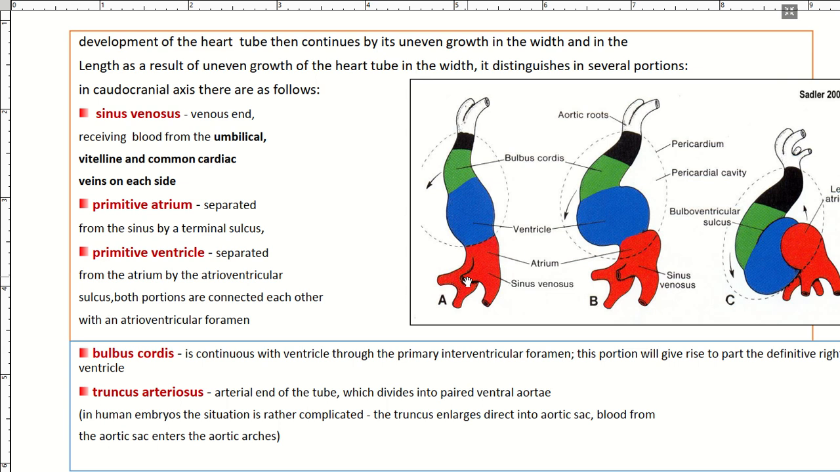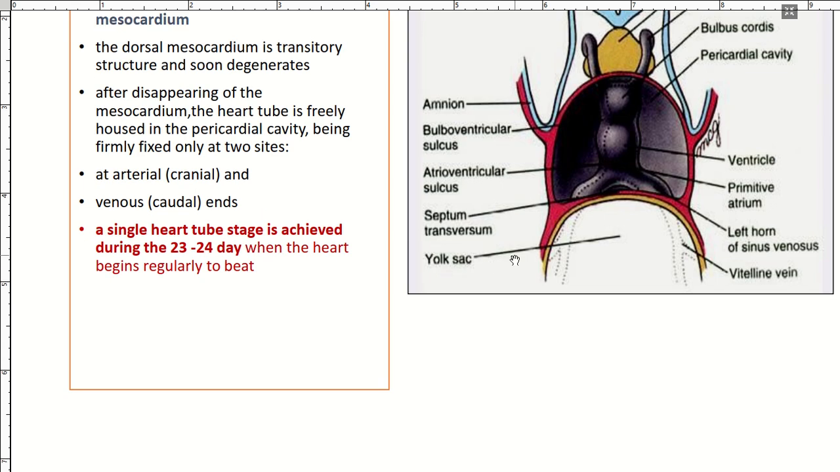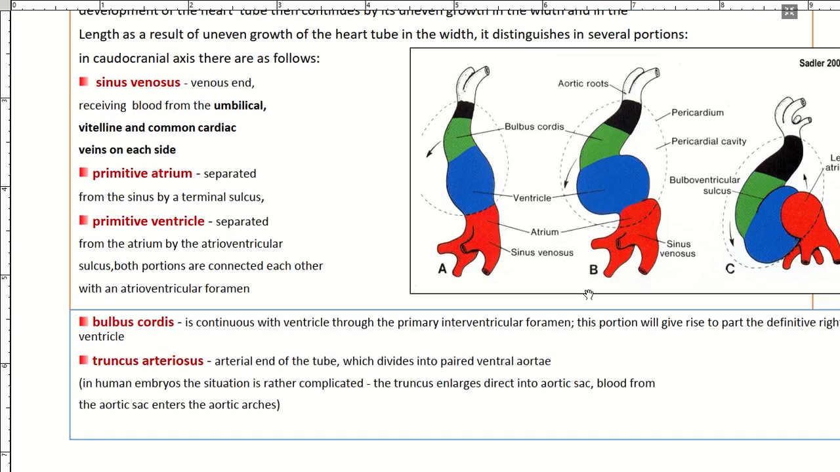So now let's take a look at each part of the heart and try to understand what it forms and what is its significance in utero. Sinus venosus. This is your sinus venosus. The sinus venosus has two horns, actually. It has a right and left horn, and a body that will communicate with the primitive atrium.